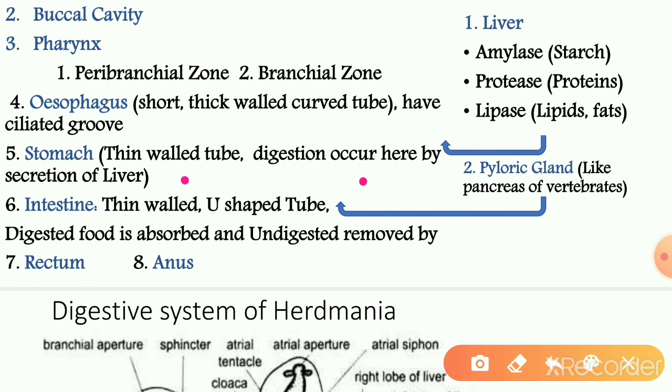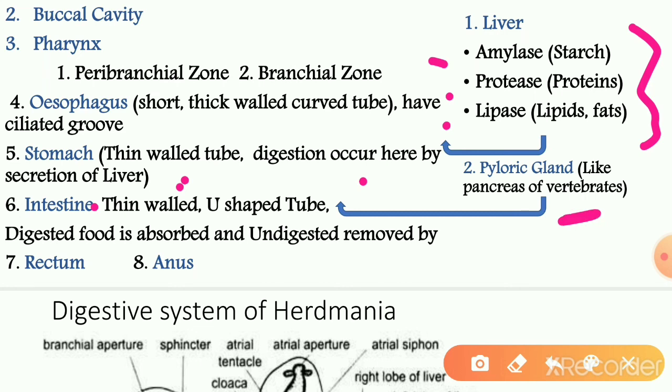Digestion occurs here by the secretion of the liver. The liver is a digestive gland. It has the enzymes amylase to digest the starch, protease to digest the proteins and lipase to digest the lipids and fats. And then the semi-digested food goes into the intestine. It is a thin-walled U-shaped tube and here it receives the secretion of the pyloric gland.